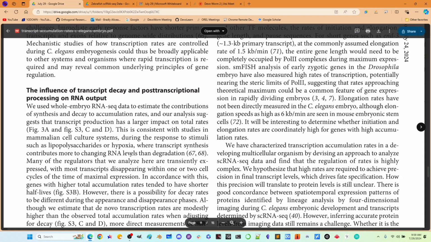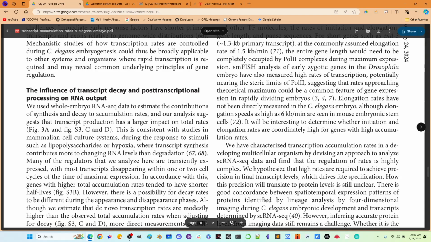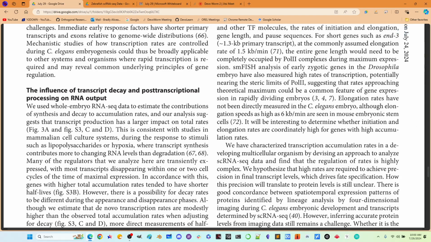So this is where you get this response to different types of things like lipopolysaccharides or hypoxia, which are stimuli that are kind of challenging to the cell. And so this is where they have to regulate their RNA levels. This is where they might overproduce certain RNAs over others to ensure that they can adapt to their conditions. And so this is where degradation isn't the dominant thing. It's actually changing RNA levels. So different genes are being upregulated and downregulated with these stimuli.